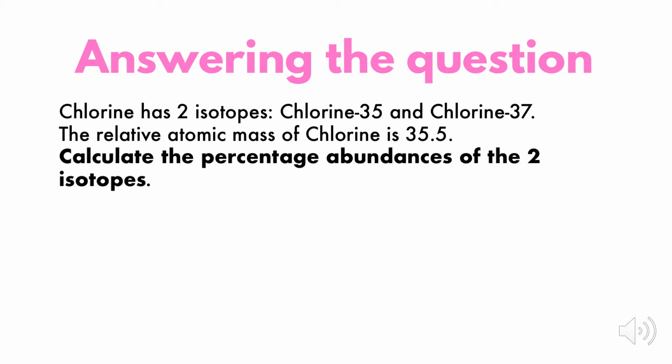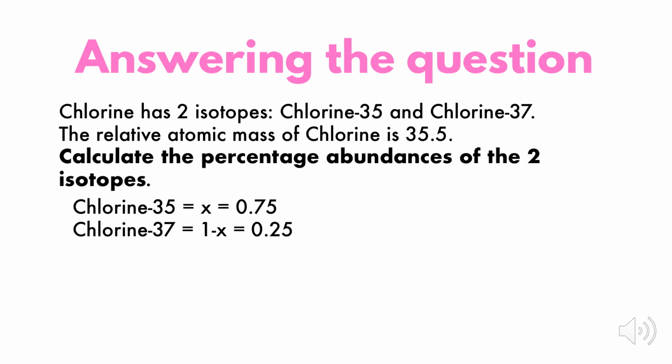Hopefully you've managed to work out that the percentage abundance of chlorine 35 is 75% and the percentage abundance of chlorine 37 is 25%. Let's check the working for that. Remember the abundance for chlorine 35 was x, which worked out as 0.75. Which, bearing in mind the total abundance is 1, means that the abundance of chlorine 37 is 0.25.